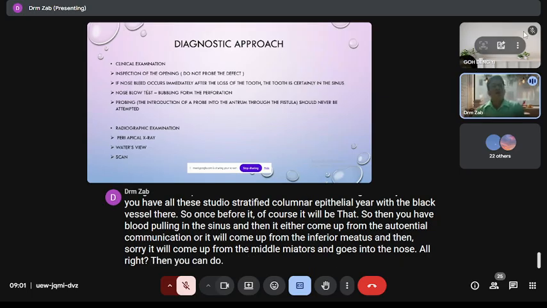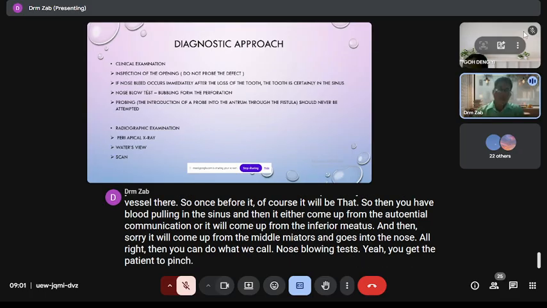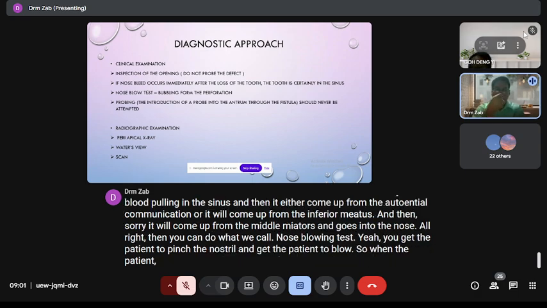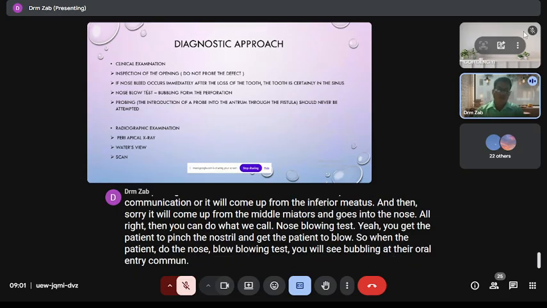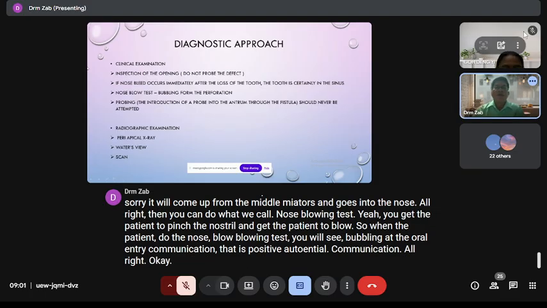Then you can do what we call the nose blowing test. You get the patient to pinch the nostril and blow. When the patient does the nose blowing test, you will see bubbling at the oro-antral communication. That is a positive oro-antral communication. Again, probing shouldn't be done.